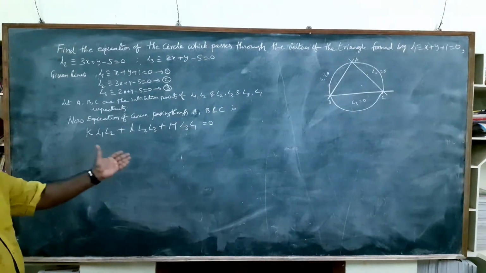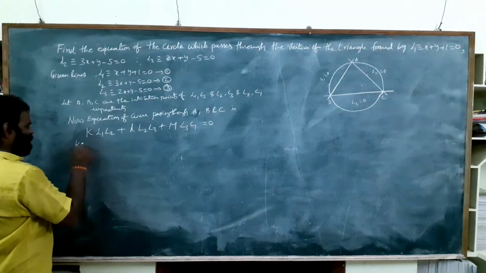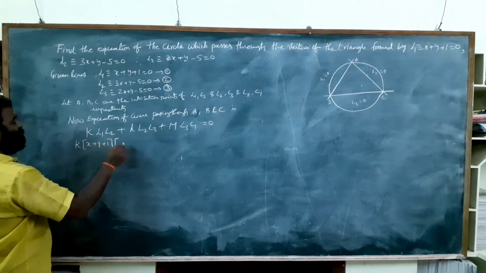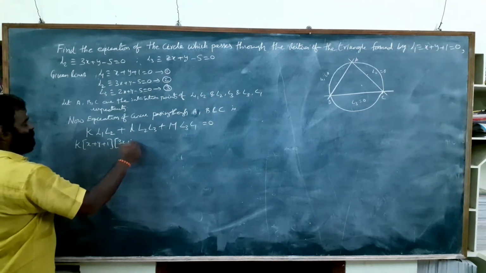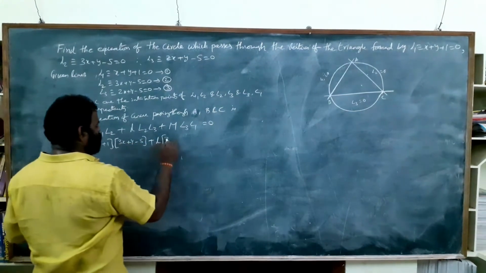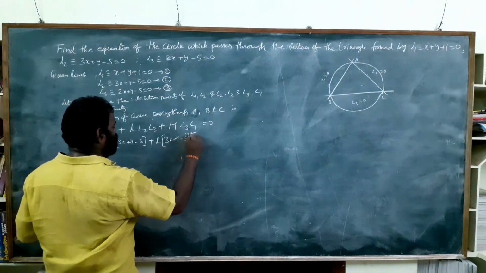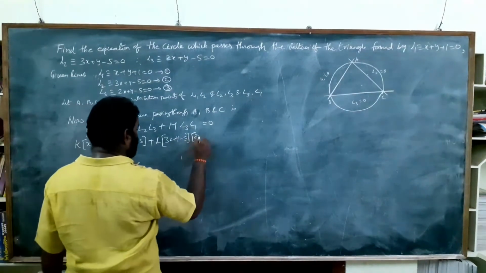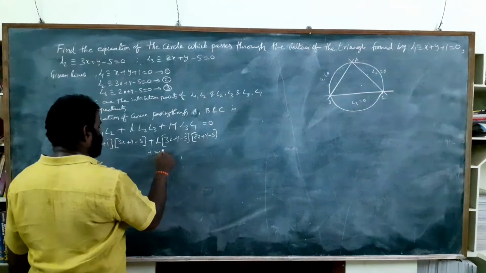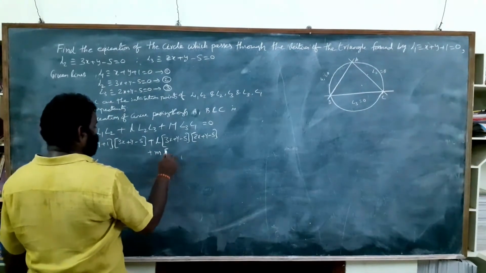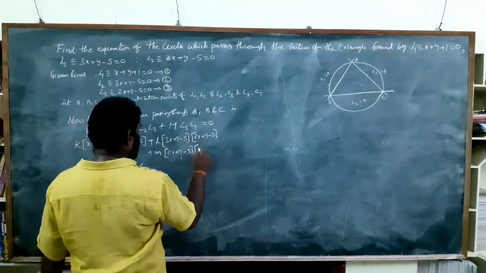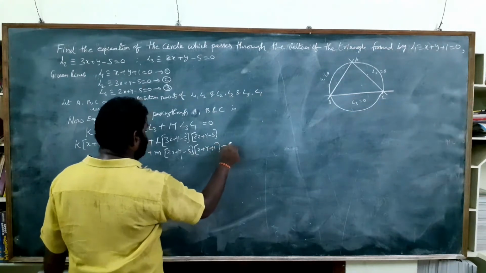So this is the equation of a curve. We substitute here: K into L1, what is L1? x plus y plus 1, into L2, what is L2? 3x plus y minus 5, plus L into L2, 3x plus y minus 5, into L3, what is L3? 2x plus y minus 5, plus M into L3, 2x plus y minus 5, into L1, x plus y plus 1, equal to 0.